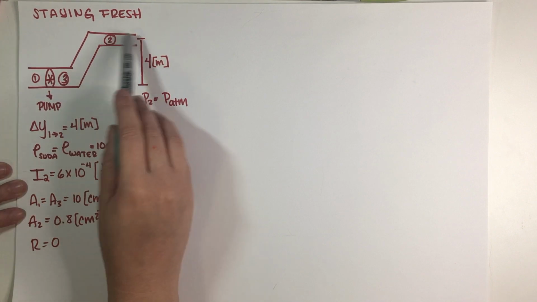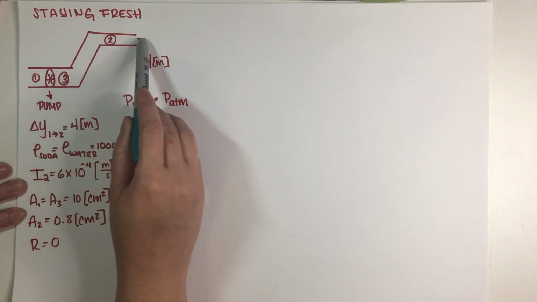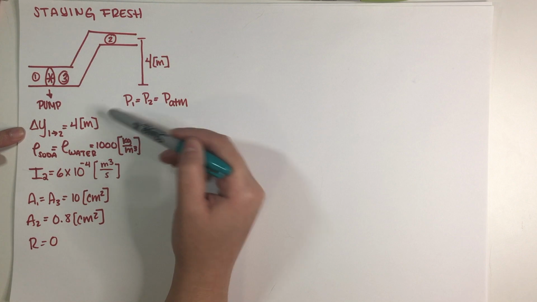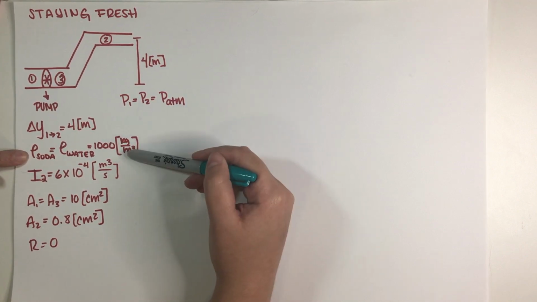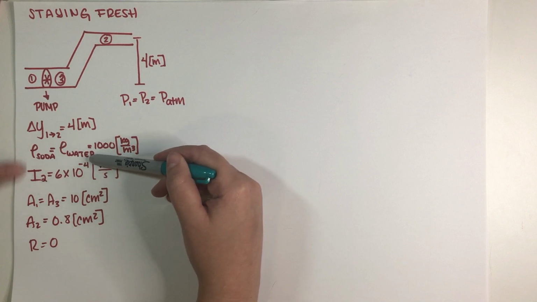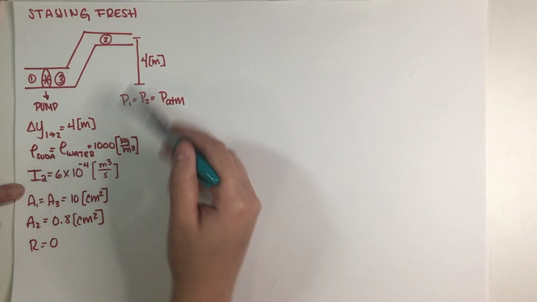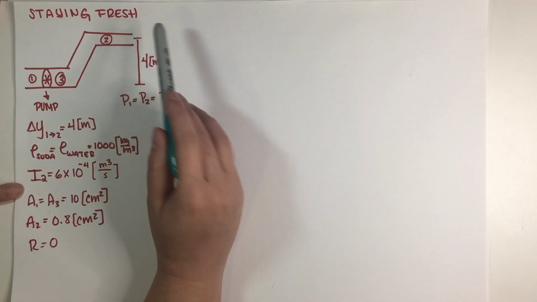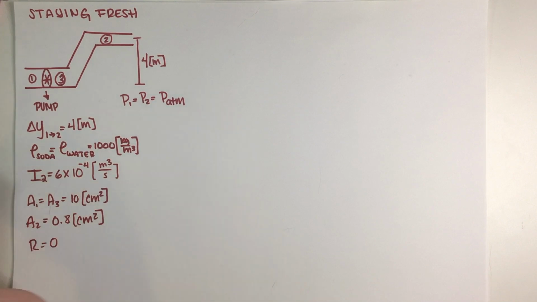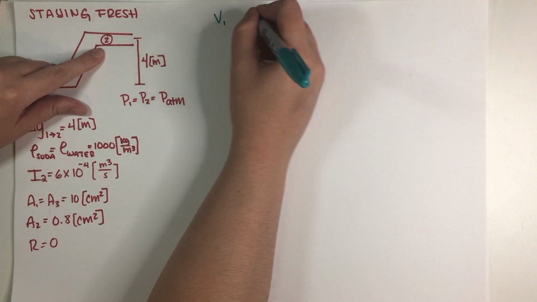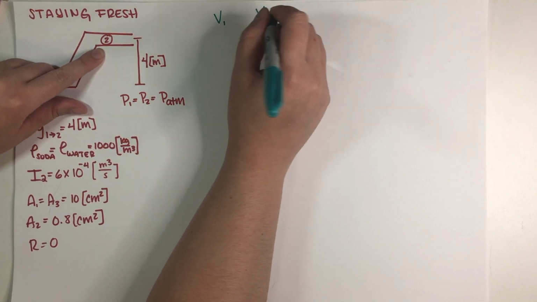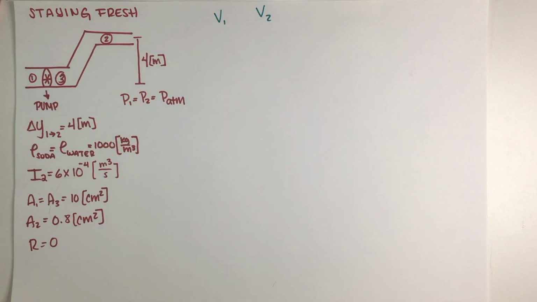So this is the system. This height difference is 4 meters. Points 1 and 2 are open to the atmosphere. The density of soda is equal to the density of water. And we have the flow going out of the system over here. And then we have these areas. Basically what we have to find is the velocity at point 1 over here and the velocity at point 2 over here. So let's go ahead and get started.